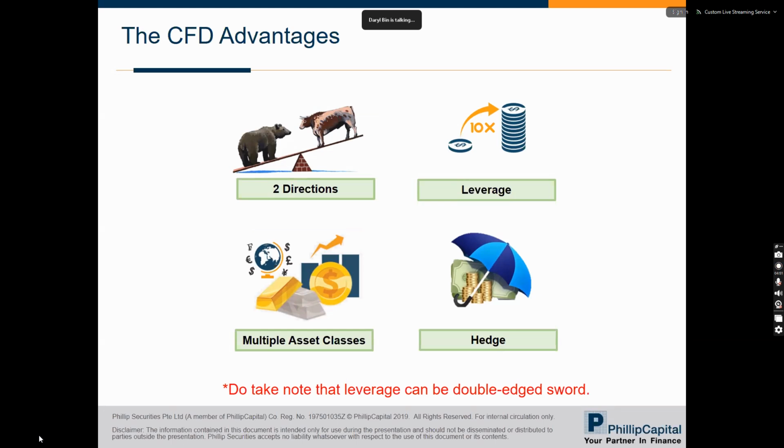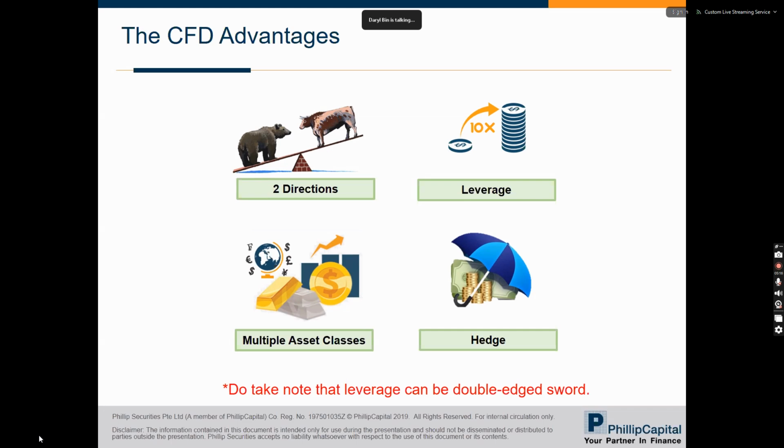So this is just a brief advantage of CFD, which I'll explain a little more in depth later on. Okay, we'll be able to go long and short. When we think that the stock will go up, we can buy, and when we think it's going down, we can short it. We are not restricted by any market directions and can profit in both rising and falling markets.